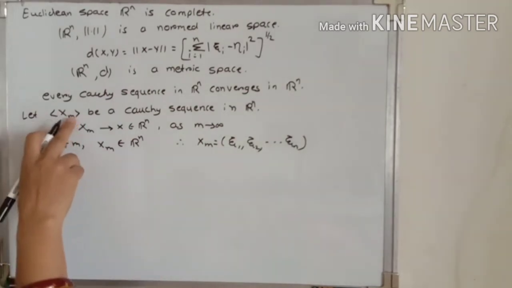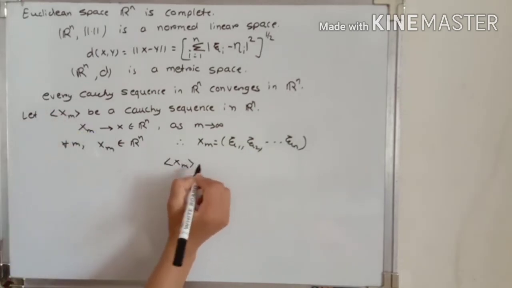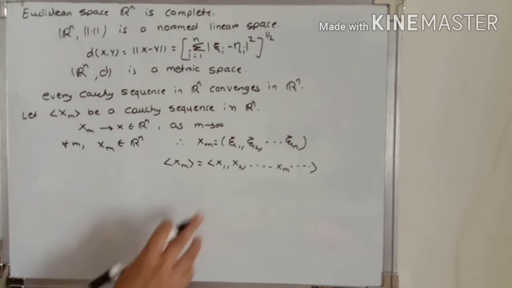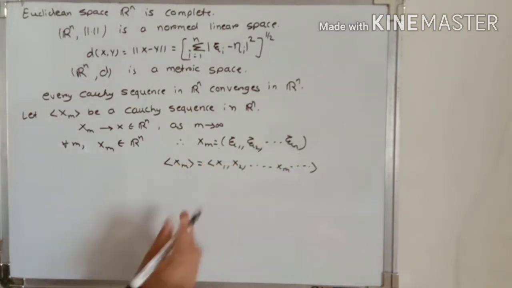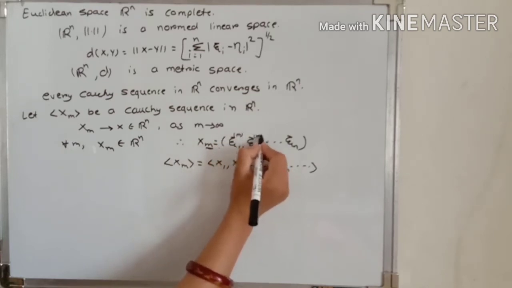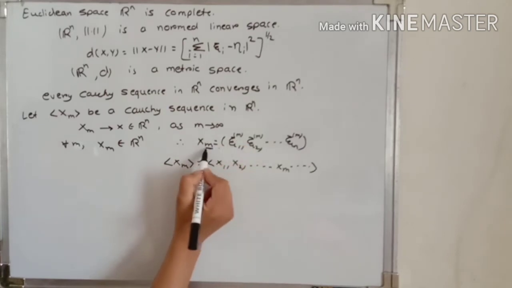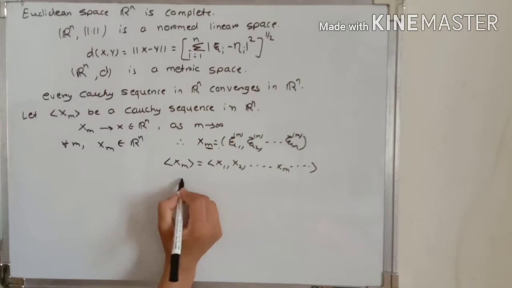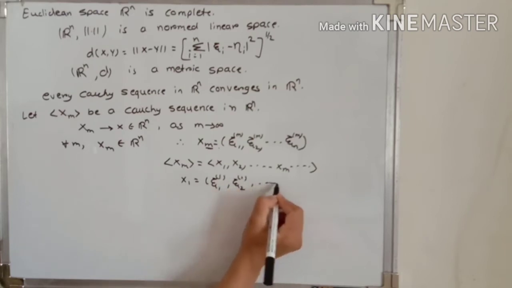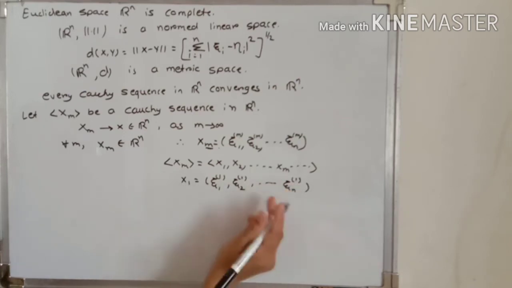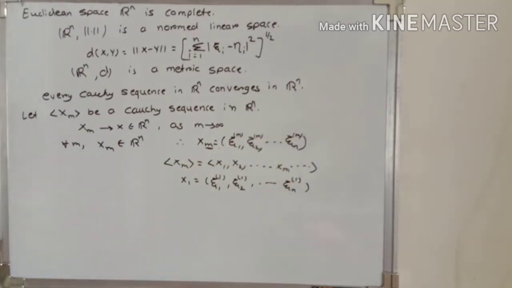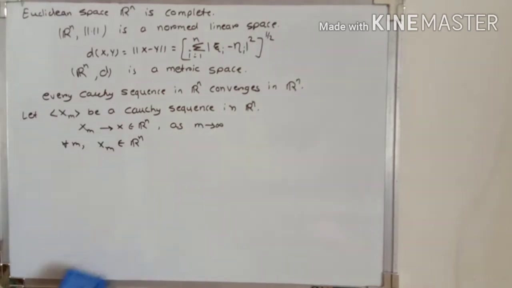Now our sequence Xm, as it is a sequence, has terms like this: x1, x2, up to the general term xm, and so on. So each xm is equal to (xi1, xi2, up to xi n). To represent this m, we write (xi1m, xi2m, up to xi nm). This m is only for this m. So if we write x1, it is equal to (xi11, xi21, up to xi n1). In this way we write x1, and the general term xm equals (xi1m, xi2m, up to xi nm). Now we have to show that xm converges to x belonging to Rn.